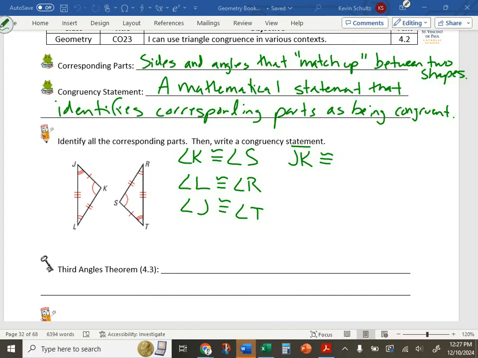Not ST. TS. What's the difference? Well, ST says we're going from point S to point T, which is the same segment as going from point T to point S. However, because in our first segment we went from J to K, which is our 3 arc angle, to our single arc angle, we must go the same direction when naming the second shape. We have to go from T to S.